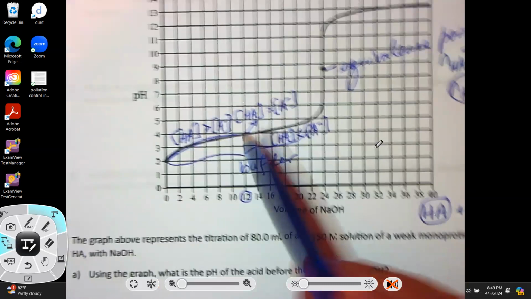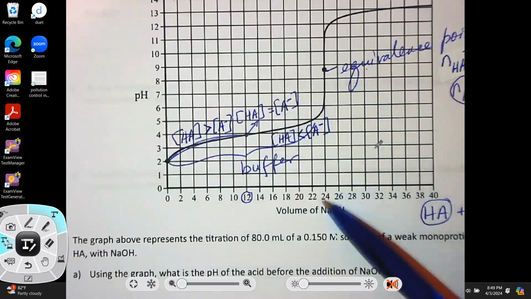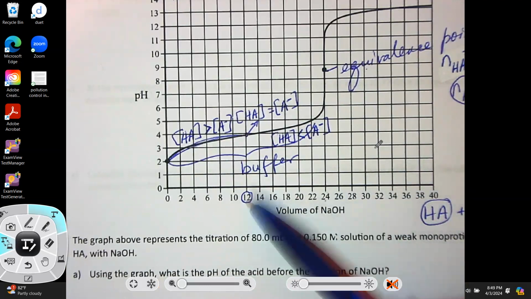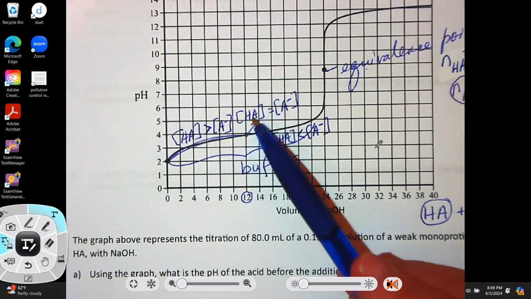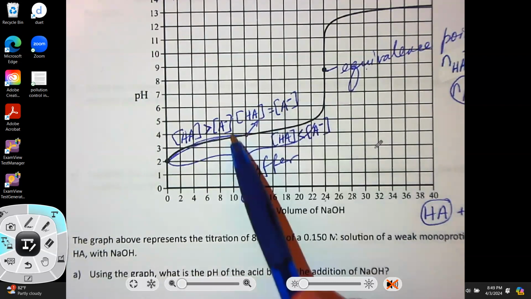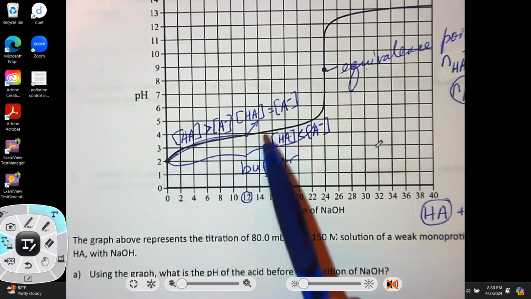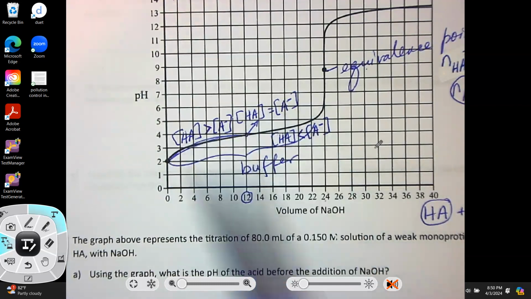It's very easy to find this point, because all you need to do is look at your graph, find out what volume of sodium hydroxide was needed to neutralize your weak acid, and then divide this number by 2, go up to the graph, and that would be your half equivalence point. At that point, once again, the concentrations of the weak acid and its conjugate base are equal. Before that, you have more acid than conjugate base, and after that, you have less acid than conjugate base.